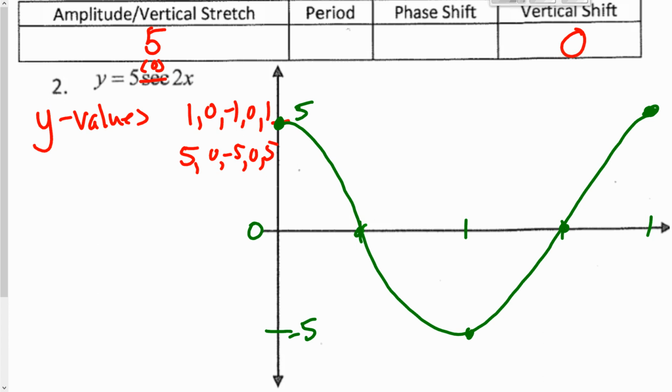Basically, if you have a vertical shift, after you do this, you just add those numbers. So if I had, say, plus 1 out here, something like that, then this would become a 6 up top, my 0 would become 1, and my negative 5 would be negative 4. So that's why I like doing y values first, because it usually doesn't take much to do, right?